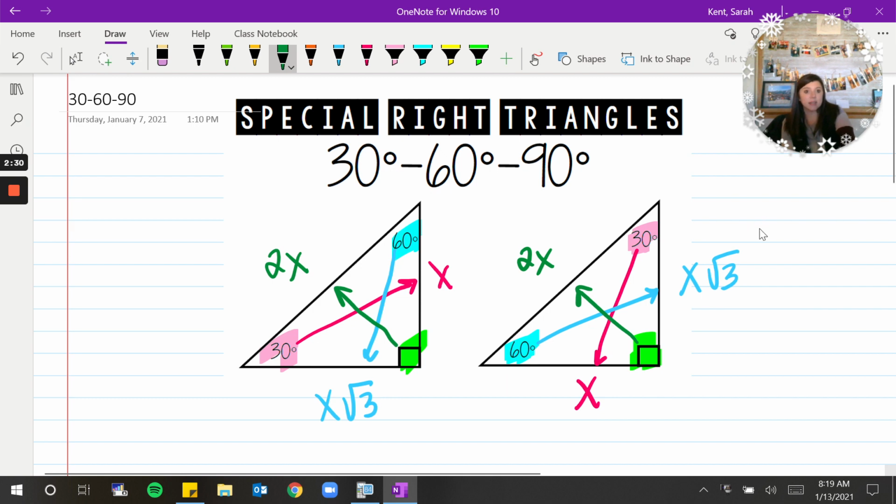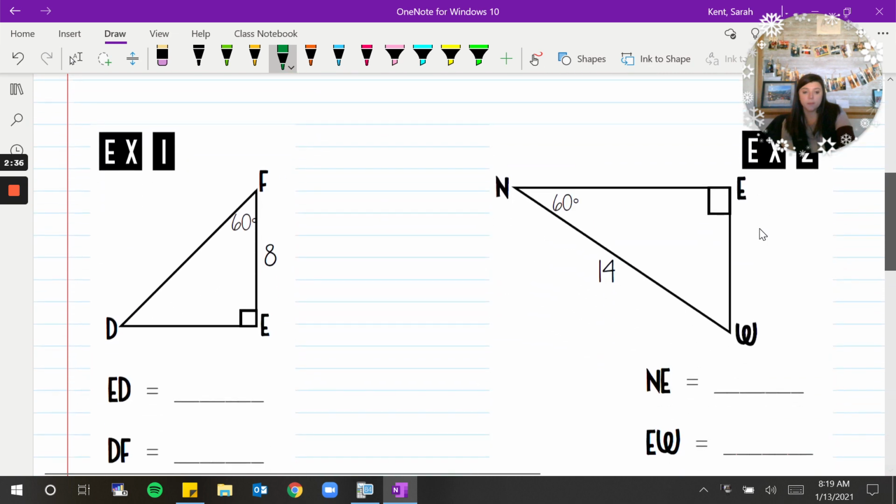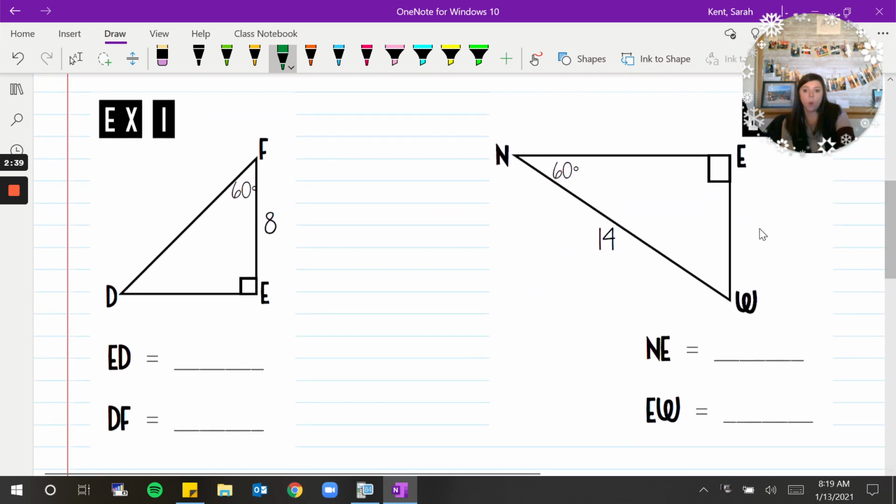So let's look at some examples. On example 1, first we'll look at our angles and see what we have. So I can see I have my 90 degree, and from my picture, across from 90 degrees will be 2x. I have 60 degrees. Across from 60 will be x square root of 3. So that means this last angle is my 30 degrees. And across from that will be x.